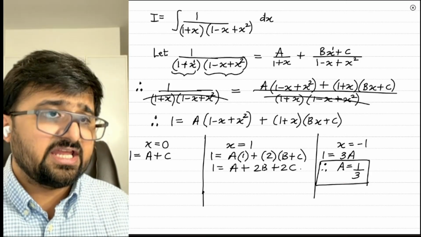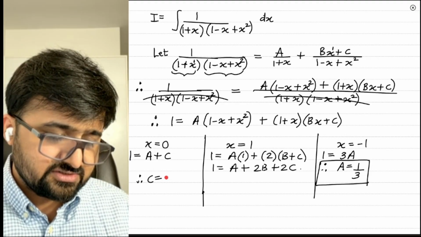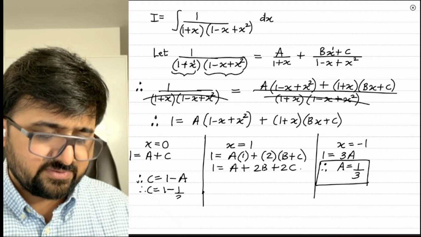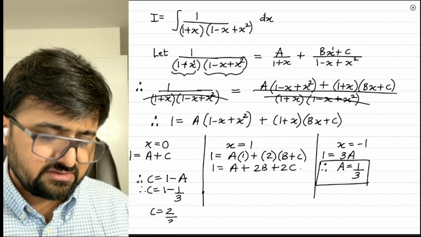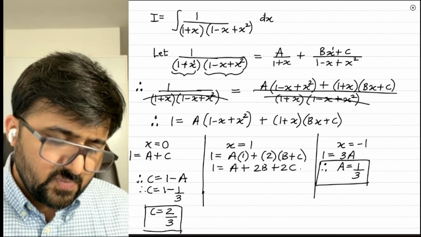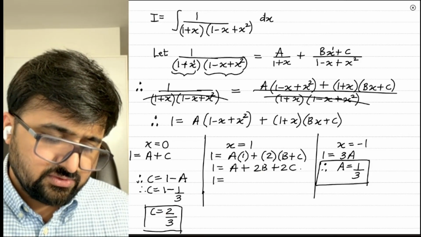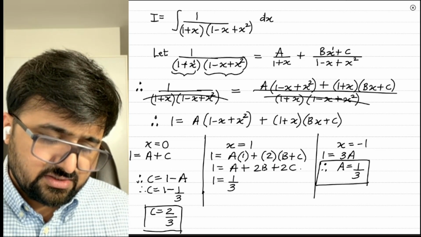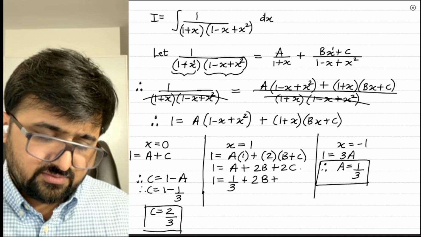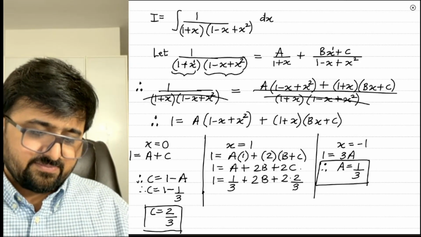You can substitute that a over here and then you get c is 1 minus a, therefore c is equal to 1 minus 1 by 3, c is 2 by 3. All right, and here you can put a and c over here and then you get 1 is equal to a is 1 by 3 plus 2 into b, we need to find b, plus 2 into c is 2 by 3. Right? I hope that makes sense.